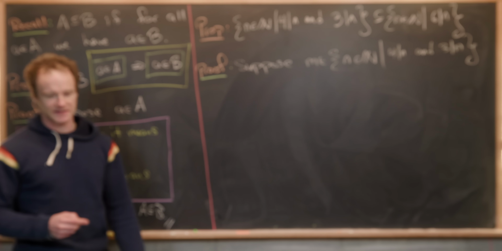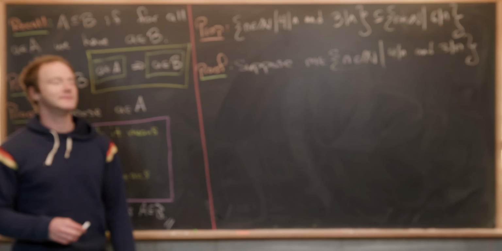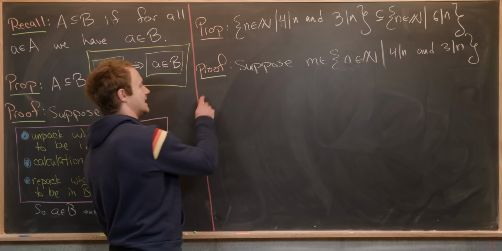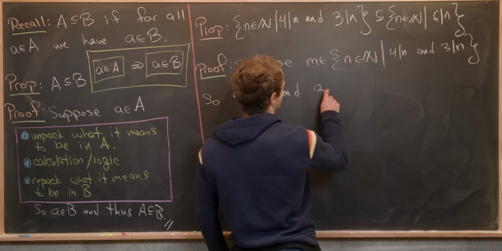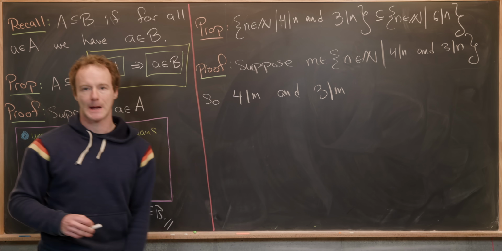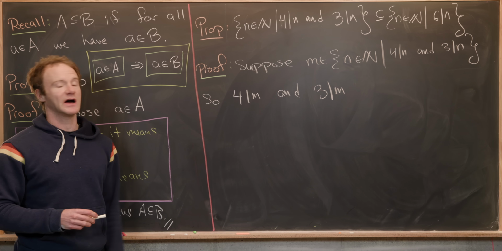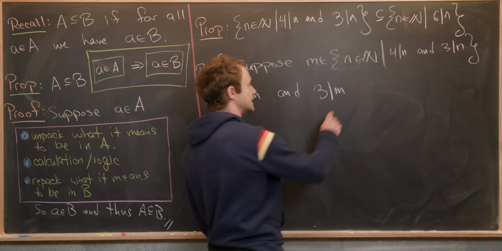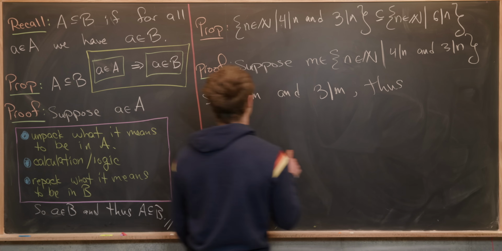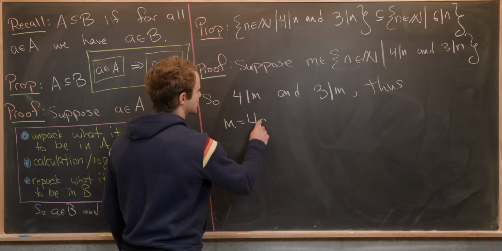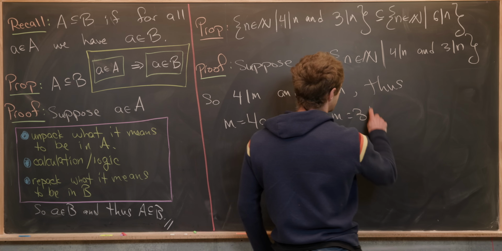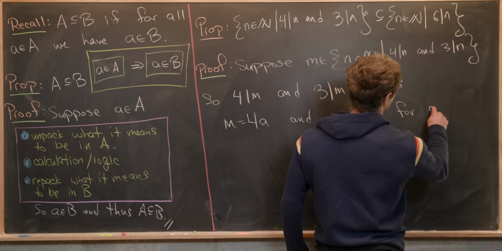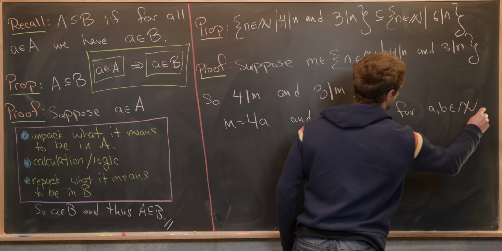Okay, so right here I've just said that m is an element from this set, but now we'll unpack what it means to be inside that set. So that means that 4 divides m and 3 divides m. Okay, but now we'll continue to unpack. The definition of divisibility says that m equals 4 times a and m equals 3 times b for a and b, which are natural numbers.